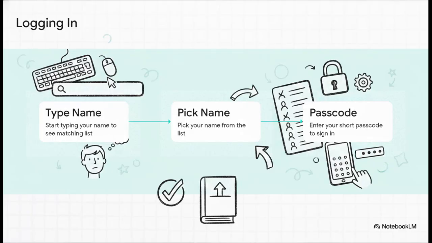Jumping into the platform at rev1.web.app is honestly incredibly simple. There's no complicated login process. Every student just signs in with their name and a short passcode. You literally just start typing your name, pick it from the drop-down list that pops up, punch in your code, and boom, you're in. And hey, if you don't see your name right away, don't panic. Just ask your teacher to add you.